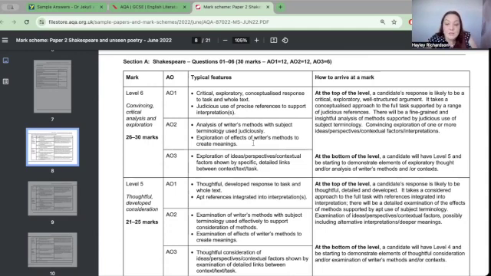Analysis of writers' methods with subject terminology used judiciously. Exploration of effects of writers' methods to create meanings. So why has the writer written it? What's the meaning of it? Why have they bothered to say it? And what's the effect that that therefore has on the reader? And why does the author want the reader to feel that way?